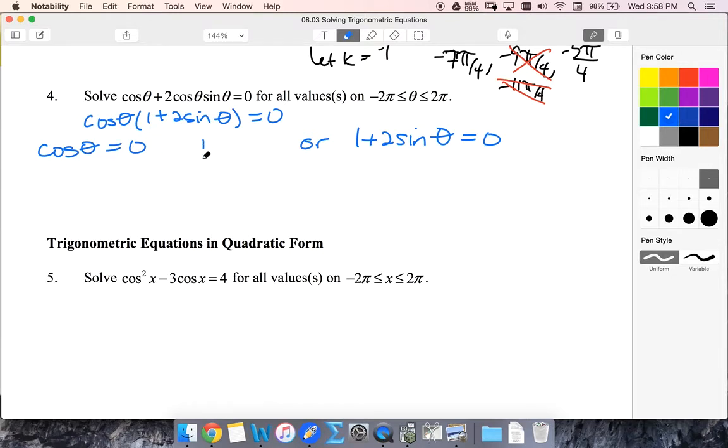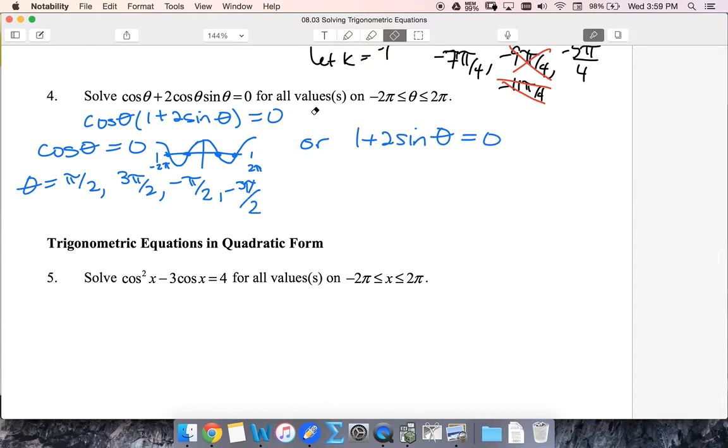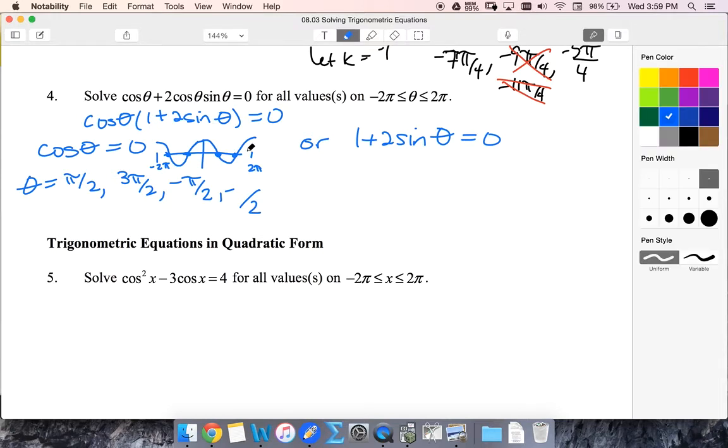Cosine theta equals 0, well, if we just think of our cosine graph, that looks like this and continues this way. So here's my negative 2 pi, here's my positive 2 pi. It's equal to 0 in these 4 places, and I know those 4 places are pi over 2, that's this one, 3 pi over 2, negative pi over 2, and negative 3 pi over 2. But those aren't the only answers. I also have the solutions that come from this part of the equation.